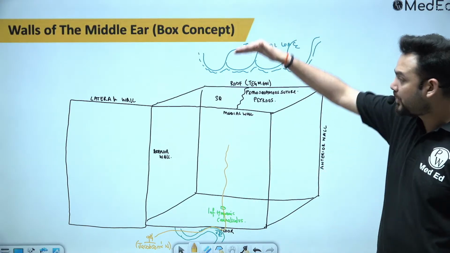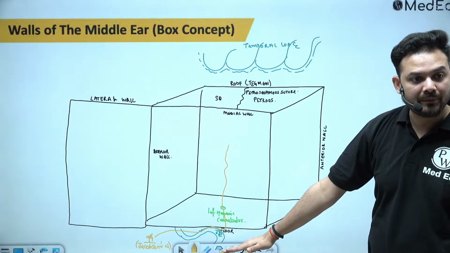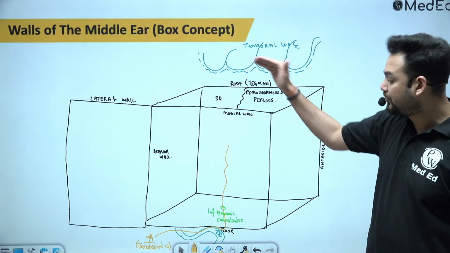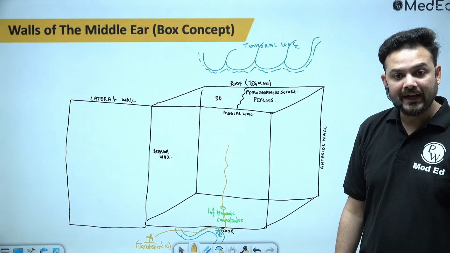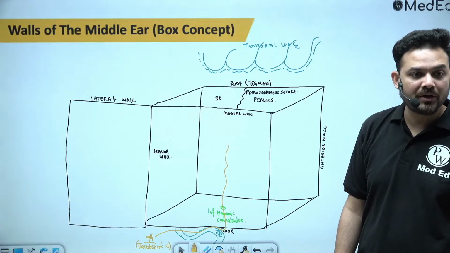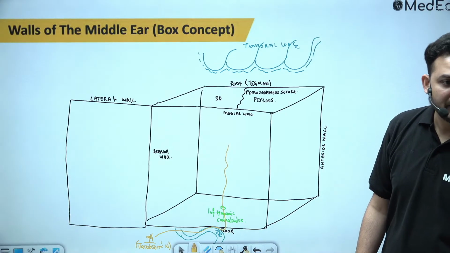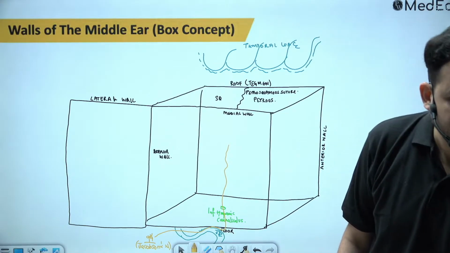So now we have finished the roof, and we have finished the floor. Is there any doubt about the roof or the floor? Does anyone have any doubt about what is the roof, what is the floor? Okay, anything that you need to say?